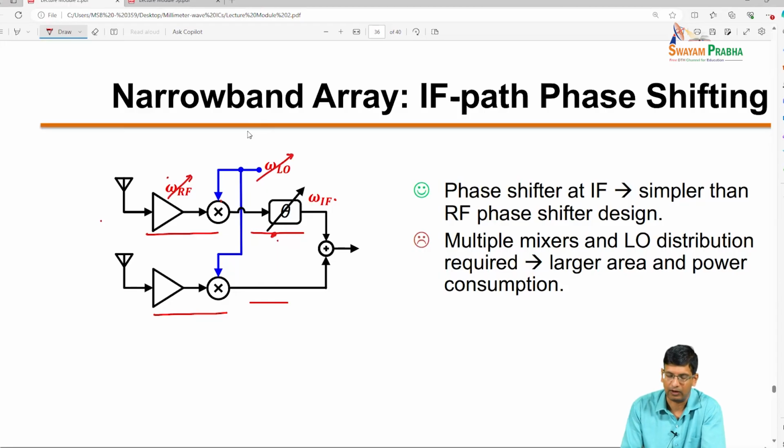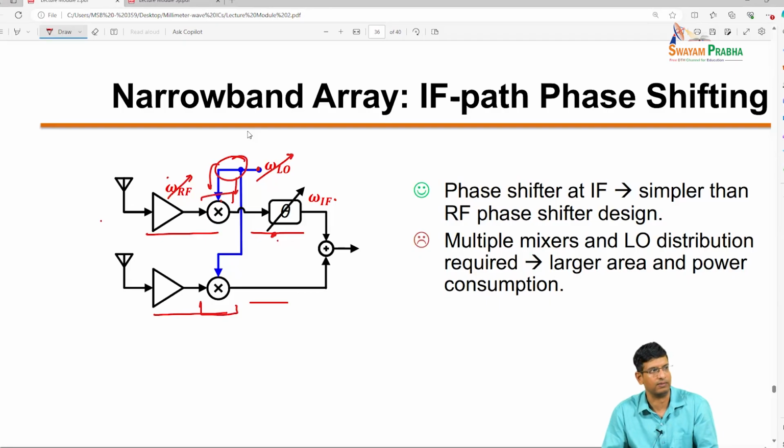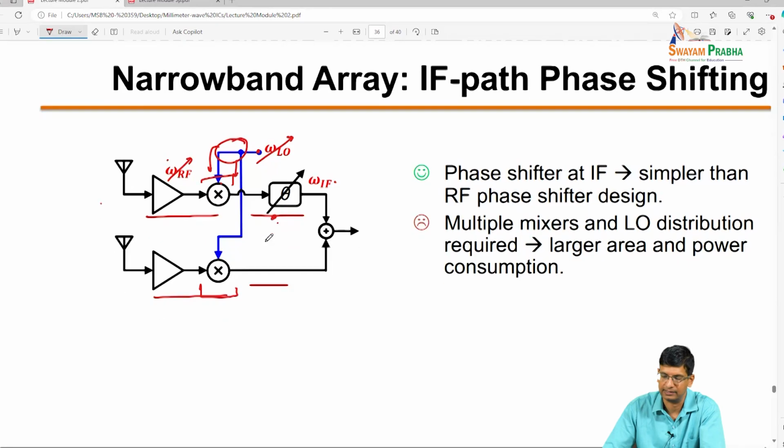But the trade-off that I have is now I have created a full signal chain for each of my array elements, and I have to distribute the LO, which can be a high frequency signal, to all my elements. So now I need to create an infrastructure to be able to distribute this LO signal to all the elements, which can be challenging and area intensive.